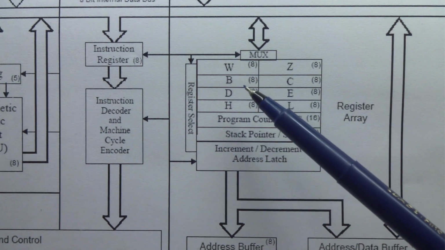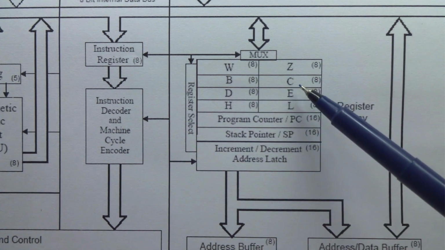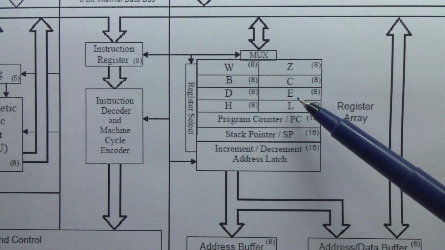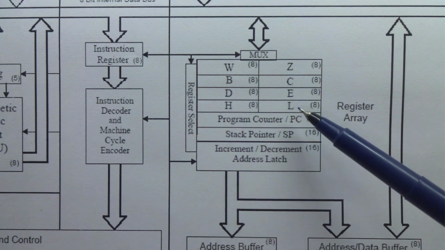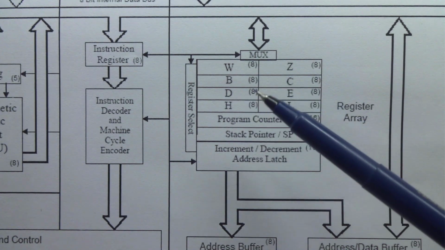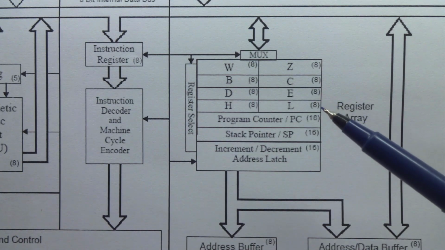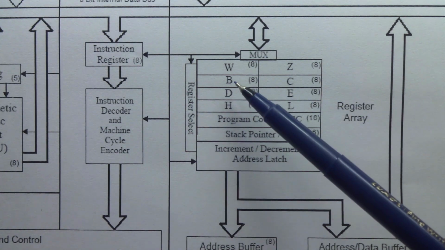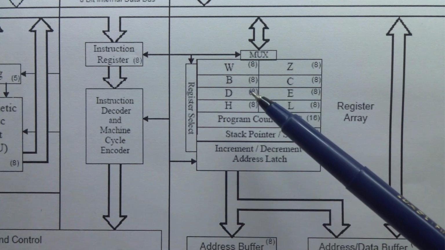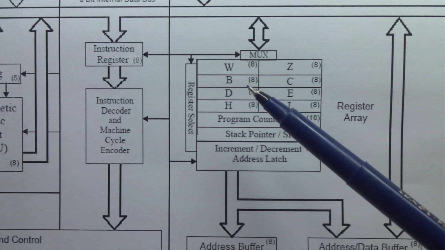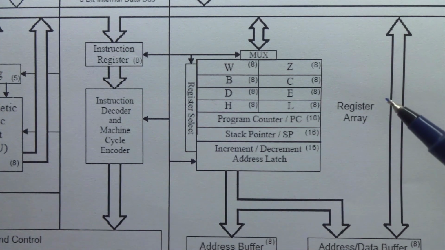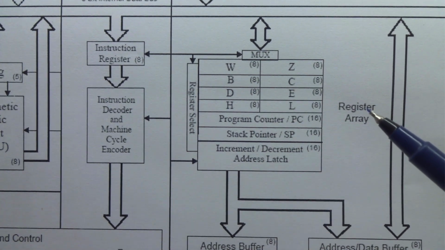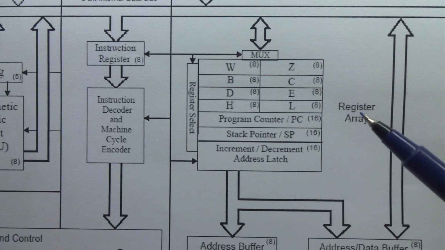The other registers, for example B register, C register, D register, E register, H register and L register, we can access by using our instructions. Each register is 8-bit wide. That means a single register can hold 8 binary bits, zeros and ones. In 8085, there is an option to access 16 bits by combining two registers.